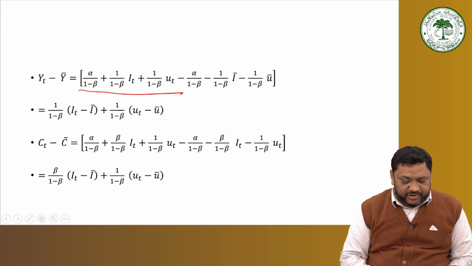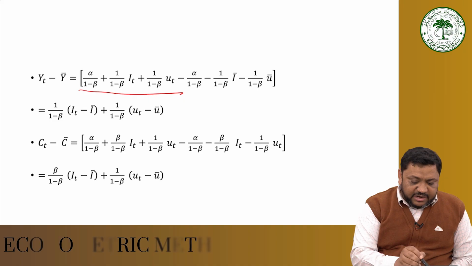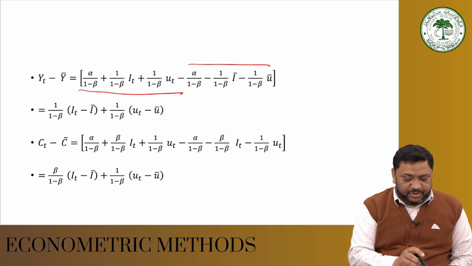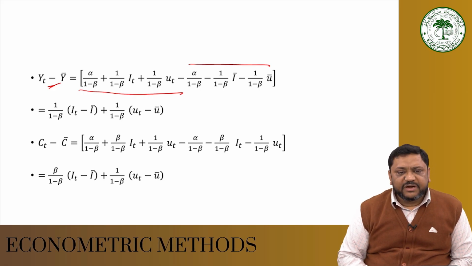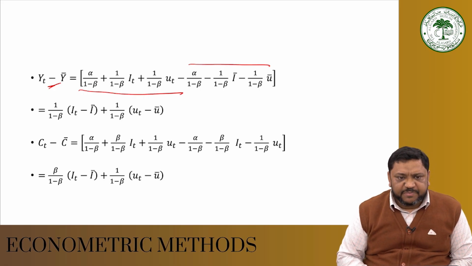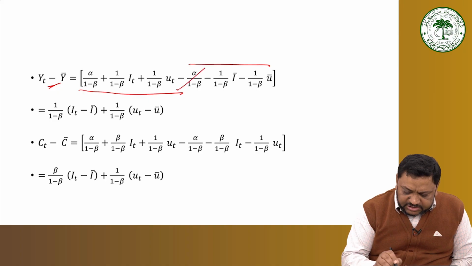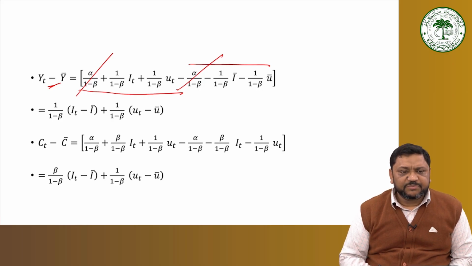These are the three terms for yt: alpha (1 minus beta) plus 1 upon (1 minus beta) it plus 1 upon (1 minus beta) ut. And these three terms are for y bar, that is minus, all are coming with a minus because here we have the sign minus. Minus alpha (1 minus beta) minus 1 upon (1 minus beta) i bar minus 1 upon (1 minus beta) u bar. This term and this term can be cancelled out.